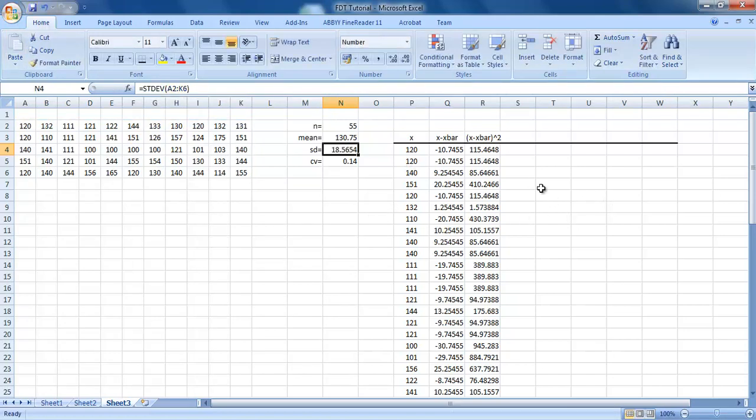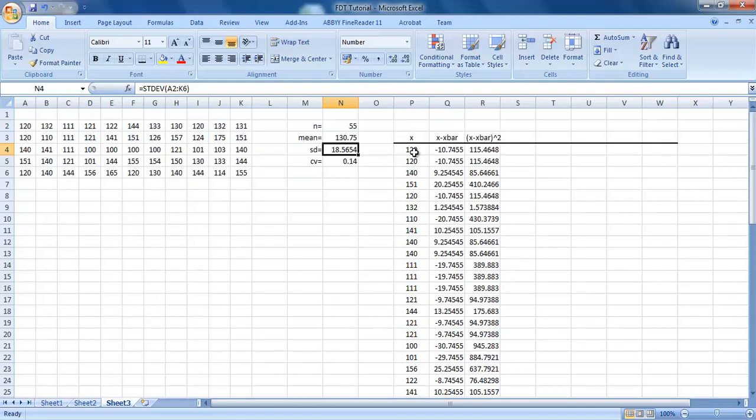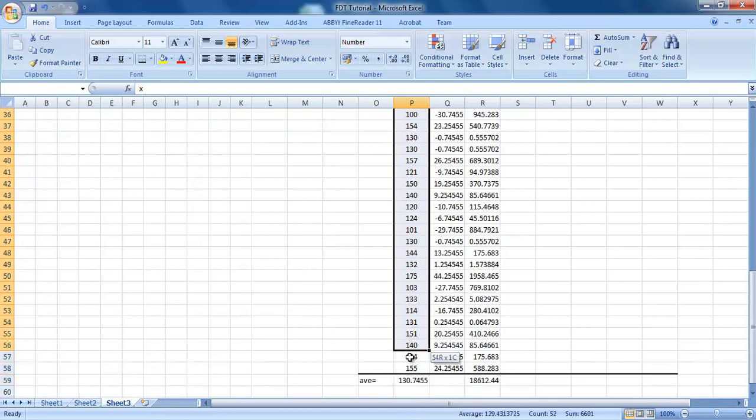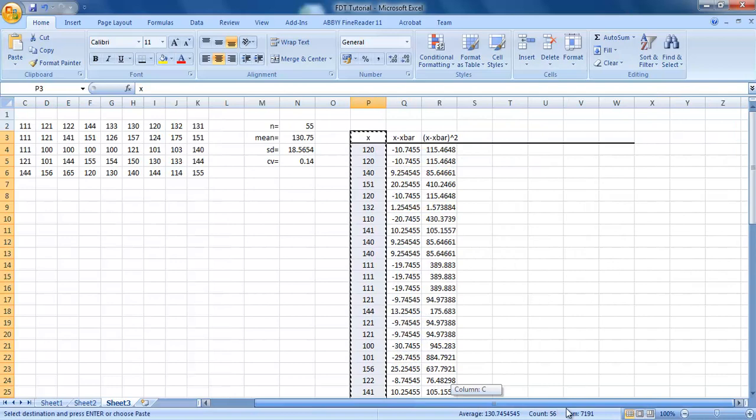Now, how about if you want to calculate the median? The median. So, if you want to calculate the median, we need to sort the values. So, I'm going to copy the values in another cell. Okay? So, I'm going to copy here.